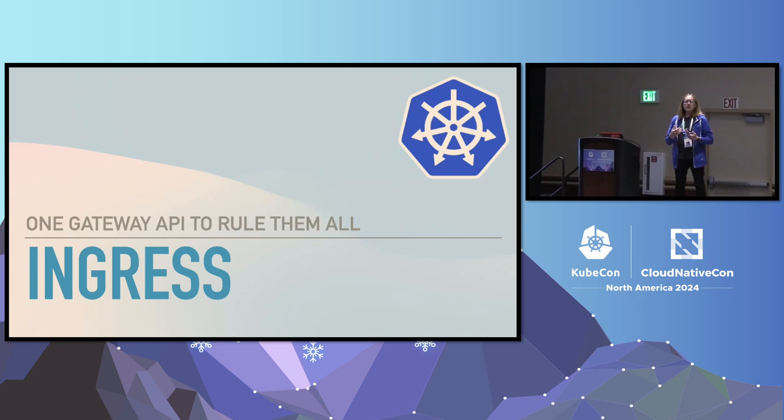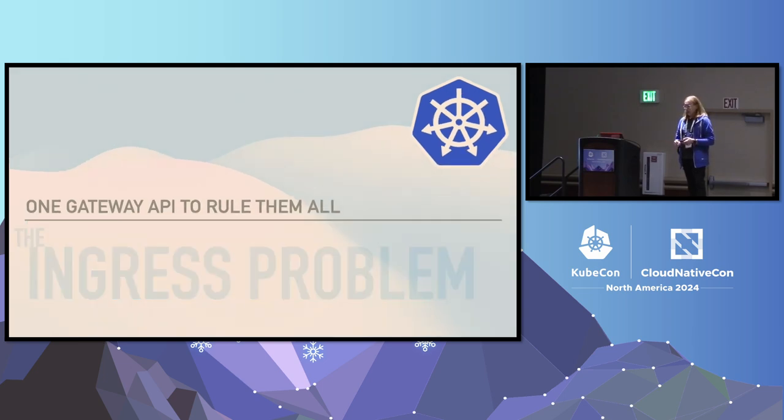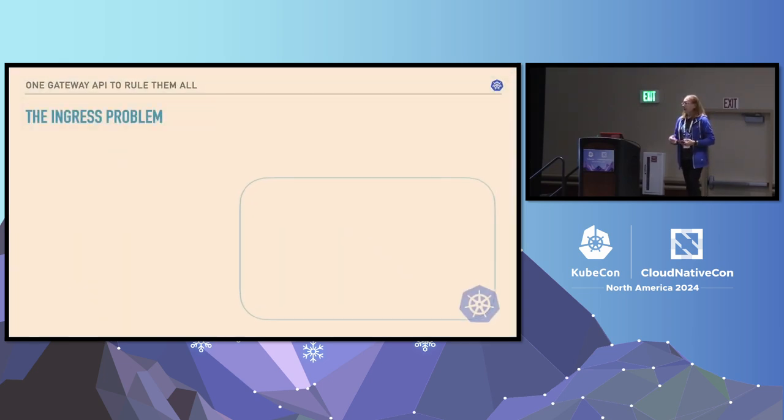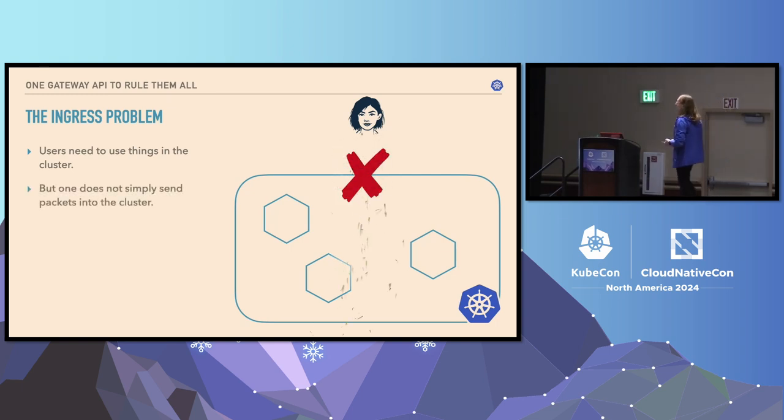All right, so we are going to start with ingress. Specifically, this is the ingress problem, not the ingress resource or ingress controller. The problem is pretty simple. If you have a cluster and you have workloads in the cluster, you will have users outside the cluster who want to use things inside the cluster. But one does not simply send packets into a cluster.